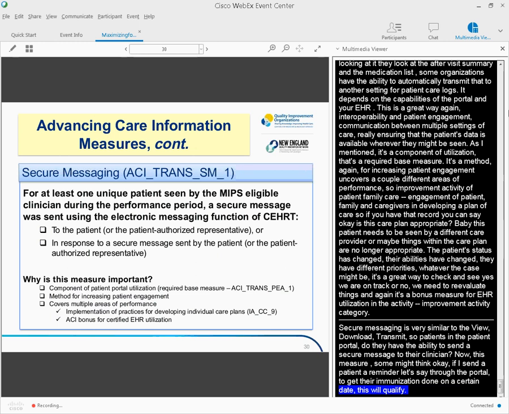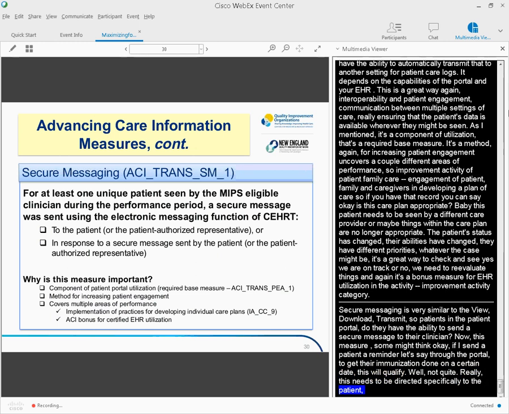So the patient needs to take an active role in this. It can't just be a one-way communication from the clinician's practice to the patient. It needs to have the patient or the patient's representative responding via secure message. Again, it's a component of the patient portal utilization measure we already talked about. It increases patient engagement, and it covers those multiple areas of performance.